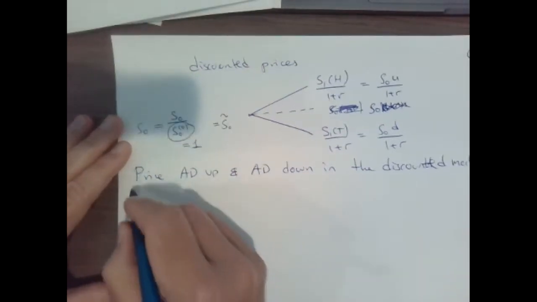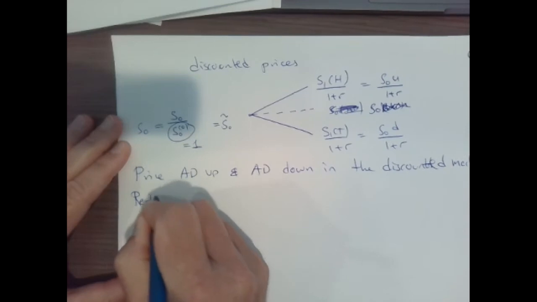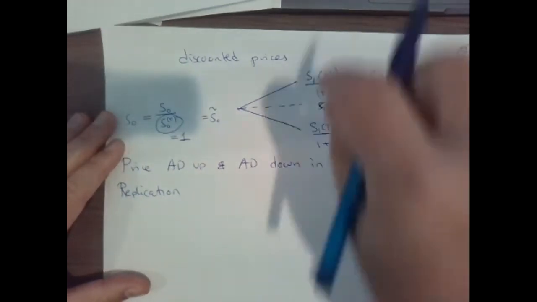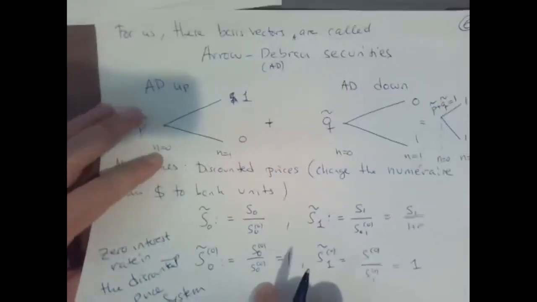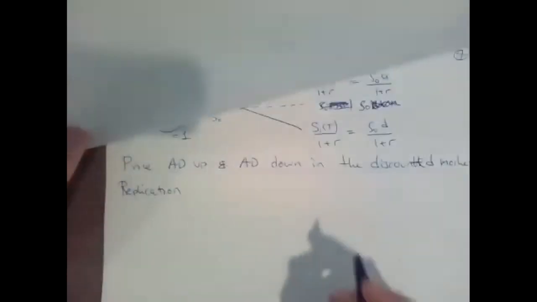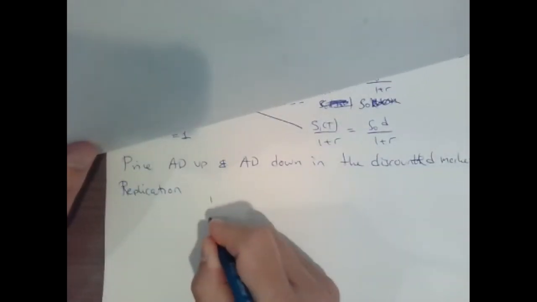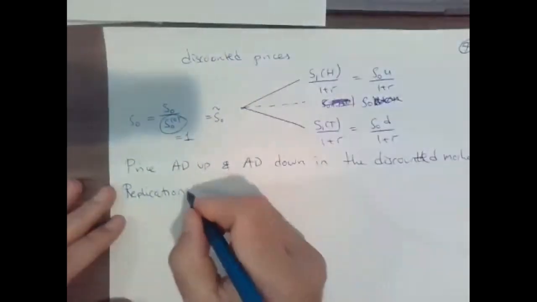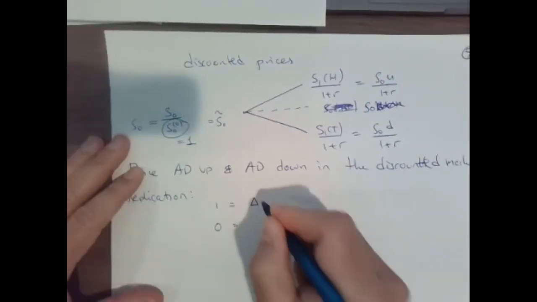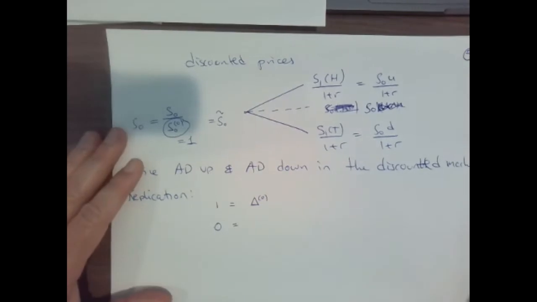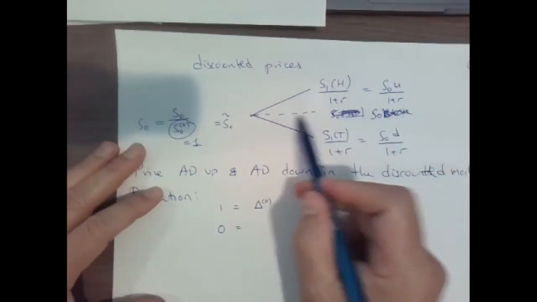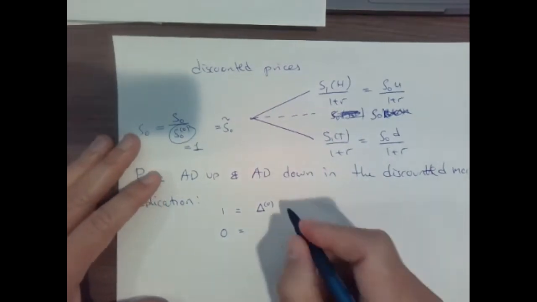Price them up. So we're going to set up the replication. We're going to replicate these two payouts. So which one should we start with? Let's do the Arrow-Debreu up first. So we're going to have a 1 and a 0. And then we set up our replicating portfolio. So that will be delta 0. There's no interest in the bank account because the dotted line is flat.